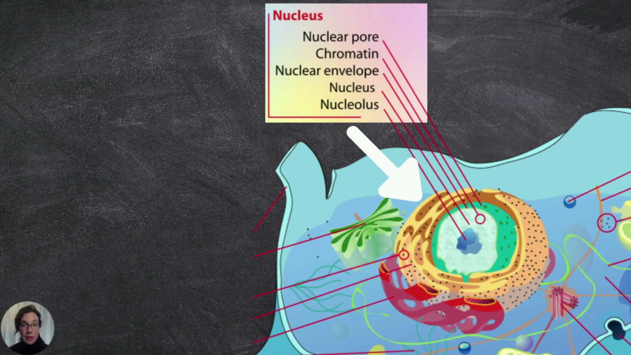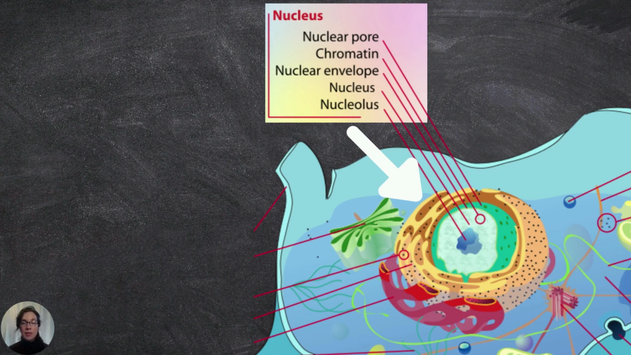Then we're looking at the nuclear complex, as I like to call it, or just the nucleus. The nucleus has many, many parts. The first part here is the nuclear pores. A pore is just an opening. This really allows exchange between the nucleus and the cytoplasm.